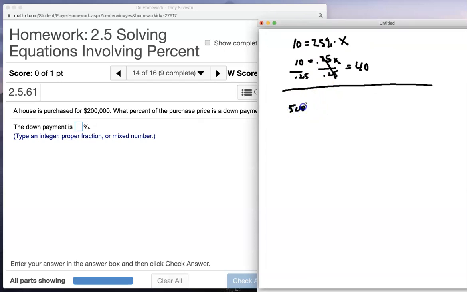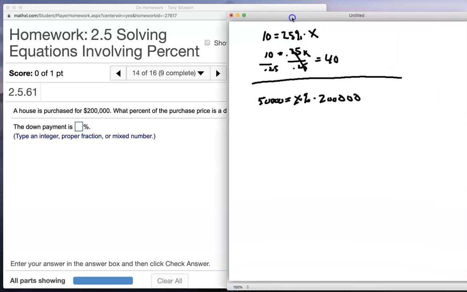$50,000 is equal to what percent of 200,000? Does that make sense? I wish I could hear you say yes or no, but this is a video, and these are the new times that we live in. So 50,000 is equal to what percent of 200,000? And I think that's basically what he's saying here in these sentences.